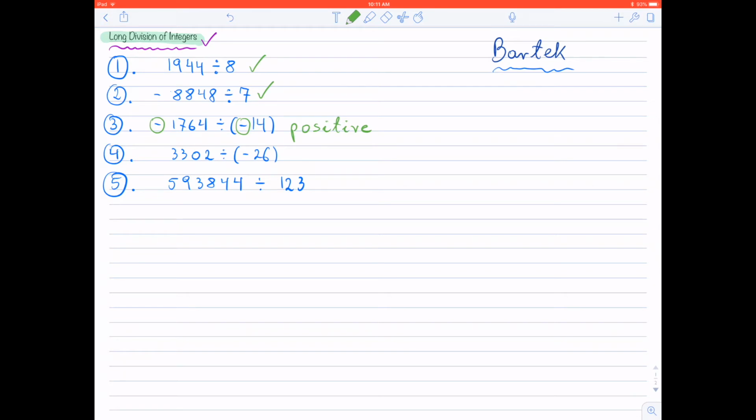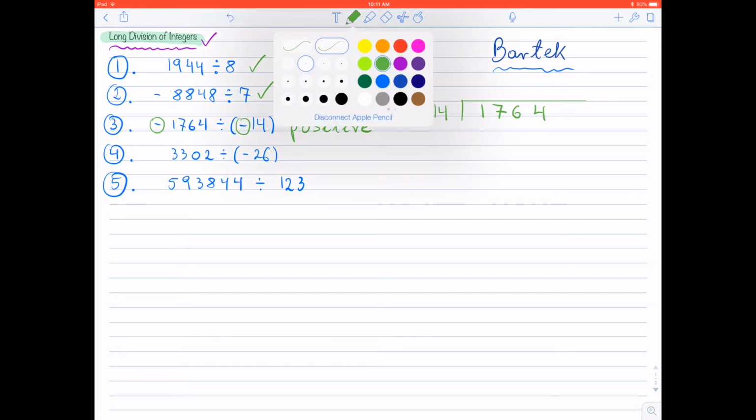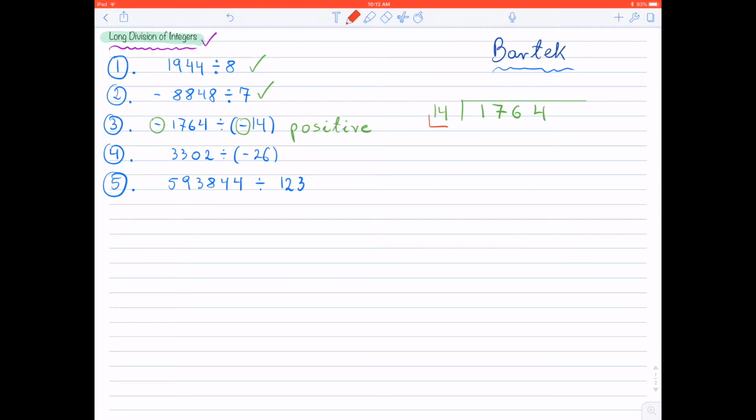And now I will take 14. And how many times does 14 go into 1,764? Let's begin. 14 goes into 17 just one time. So that is rather simple to see. 1 times 14 is 14.